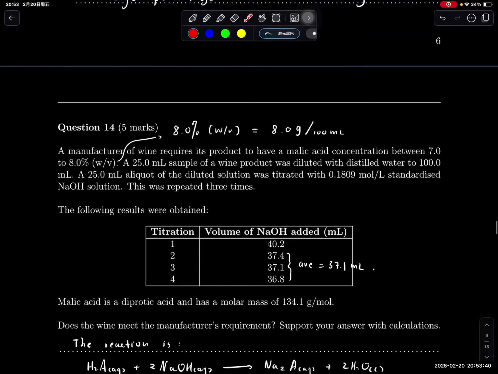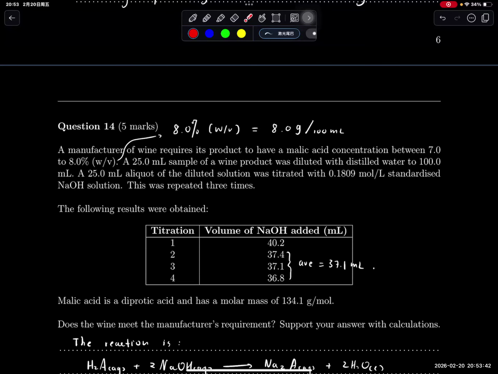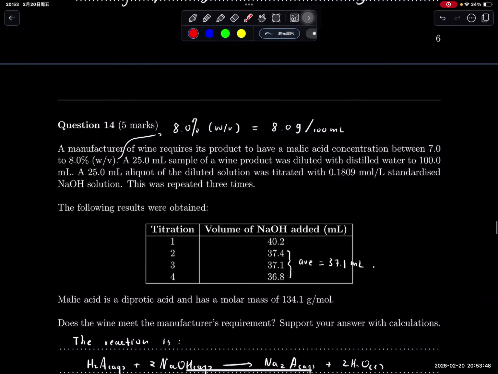Question 14 says a manufacturer of wine requires its product to have a malic acid concentration of this much weight by volume as a percentage. All right, so this unit here is a bit weird, and then I'll clarify a little. This weight by volume percentage means 8.0 grams per 100 mL of water. So you dissolve 8.0 gram of whatever thing into 100 mL water.